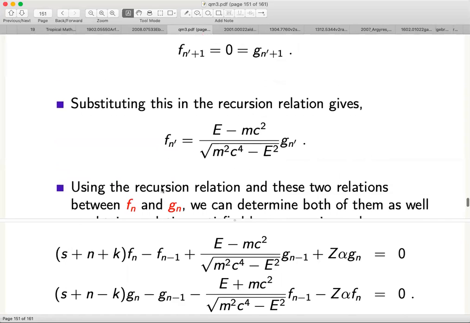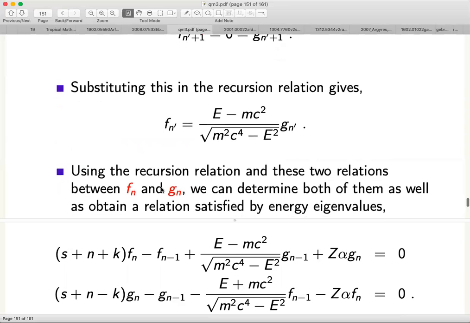Fine. I think I'll stop at this point. We'll use these two recursion relations and this condition to determine the spectrum of the theory, but that will be in the next class. Any questions?